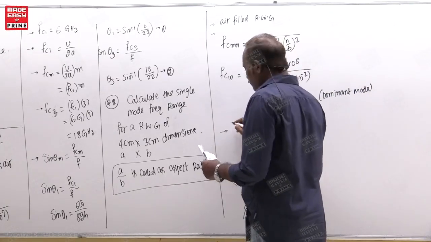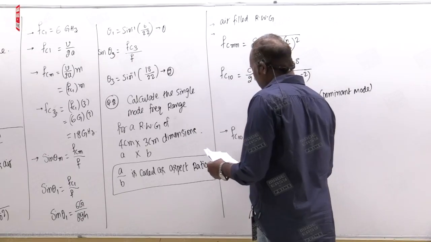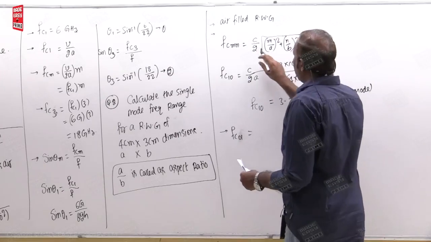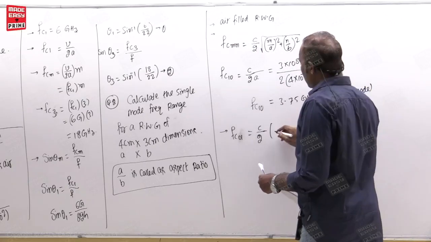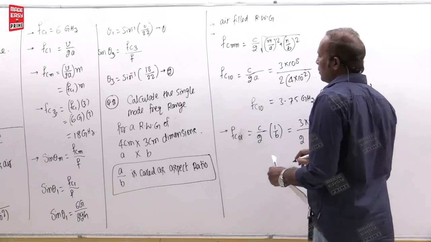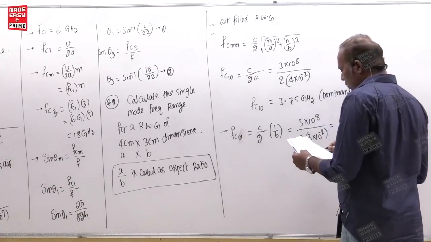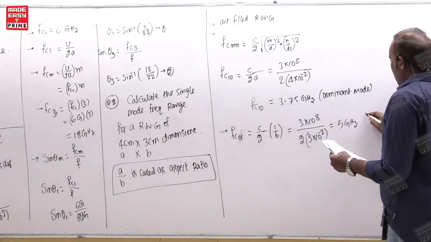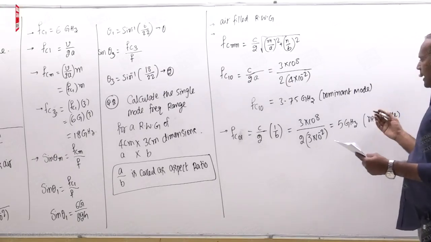Next, let us calculate FC01 actually. FC01 is C divided by 2, and this is 0, this is 1, so 1 by B whole square is 1 by B. So C by 2B, that is 3 into 10 to the power 8 divided by 2 into B value, which is 3 into 10 to the power minus 2. So that value becomes 5 gigahertz, dear students. Okay, 5 gigahertz. So that is the next higher order mode.